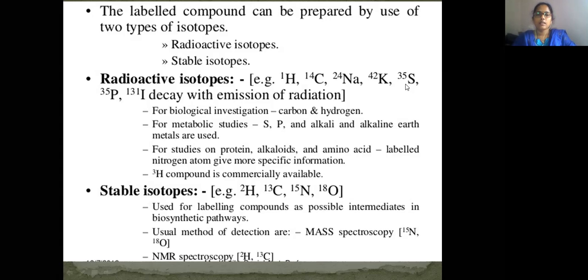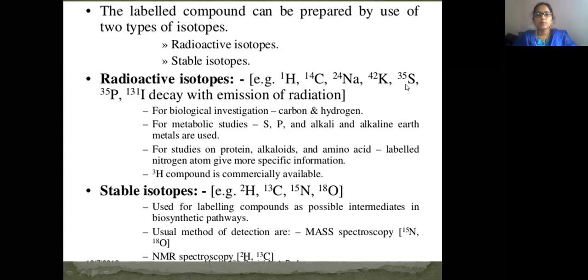The isotopes used for biological investigations are carbon and hydrogen, and they are also used in metabolic studies, such as sulfur, phosphorus and alkali and alkaline earth metals. The isotopes used in the studies of proteins, alkaloids and amino acids are labeled nitrogen atoms, and deuterium is also used in the biosynthetic pathways. We also have the stable isotopes.